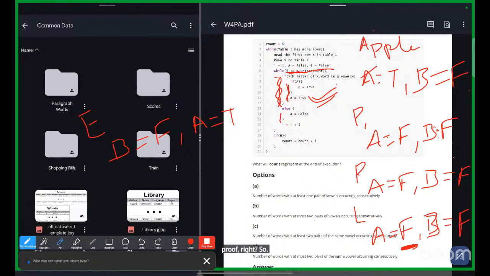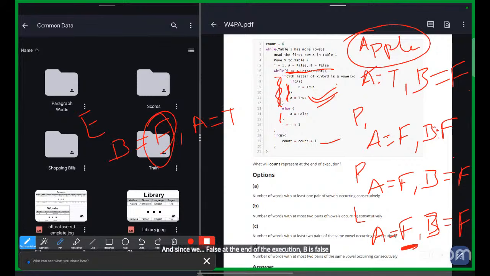So this is for apple, and since B is false at the end of the execution, count will not increment, right? For this case, it is not incrementing. Now suppose after the last E, we add another E. This is just for checking what is happening here.